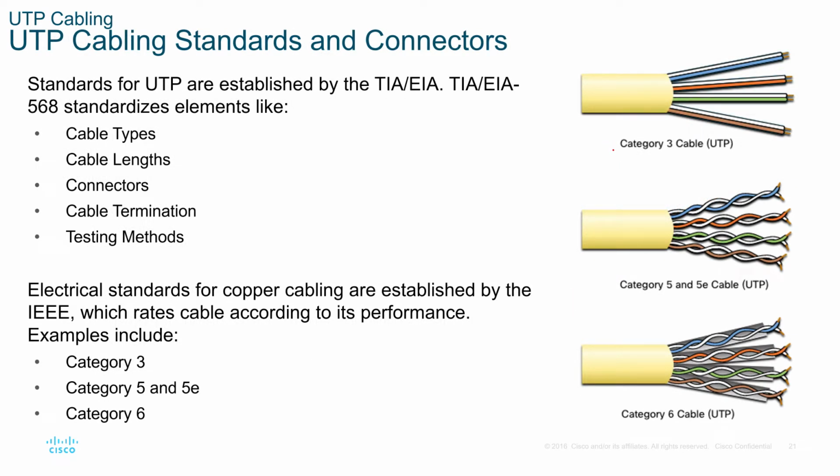There are many types of UTP, such as Category 3. You notice the wires are not twisted. The most popular place that you see this is in telephone systems. A Cat 5 could go up to gigabit, and the very latest, a Category 6 cable.